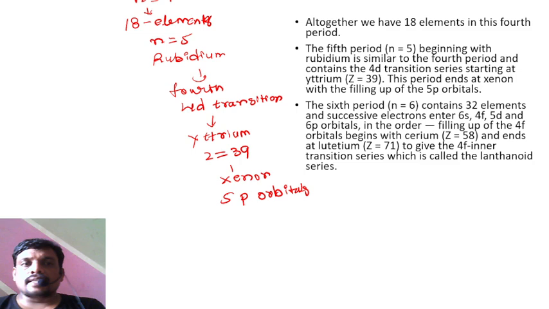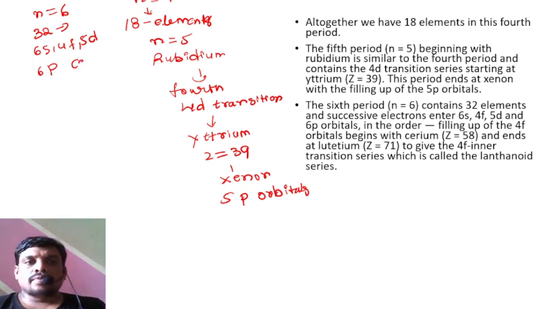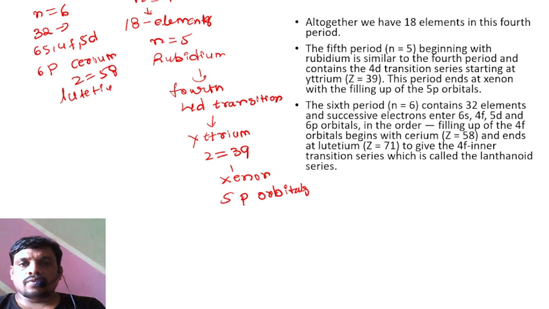After that, the sixth period, n equal to 6, contains approximately 32 elements, and successive electrons enter the 6s, 4f, 5d and 6p orbitals. In other words, filling up of 4f orbitals begins with cerium, Z equal to 58, and ends at lutetium, Z equal to 71, to give the 4f inner transition series.